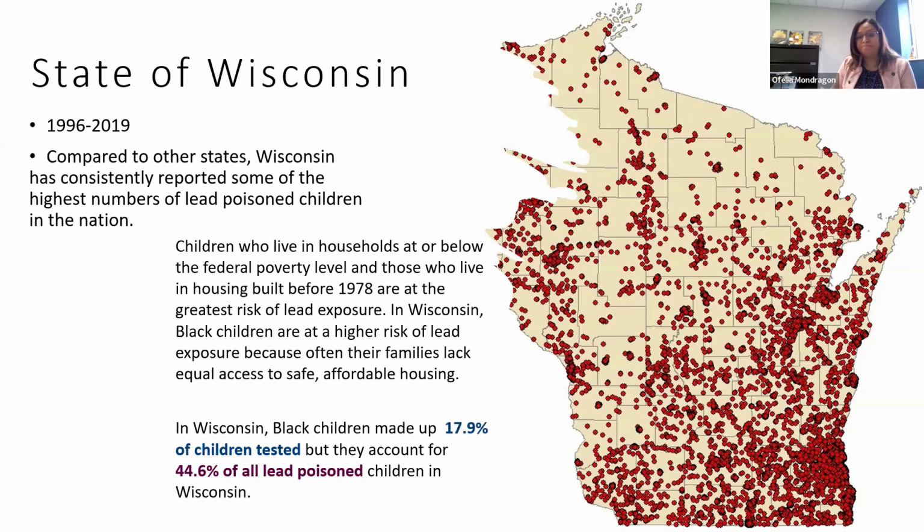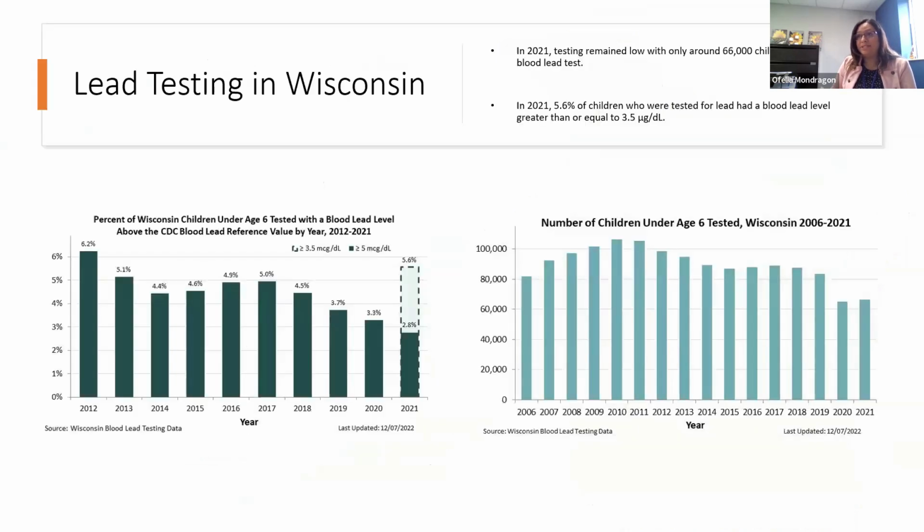Next. And then this is just to highlight 5.6% of children who were tested for lead had a blood lead level greater than or equal to 3.5 micrograms per deciliter. So we still see a high volume of kids being tested and testing positive for lead.